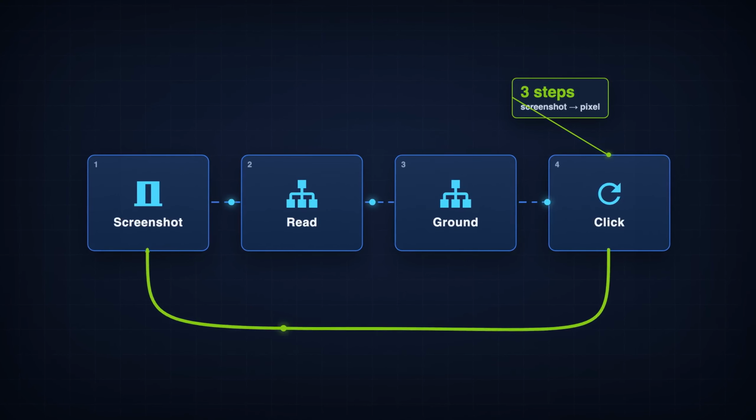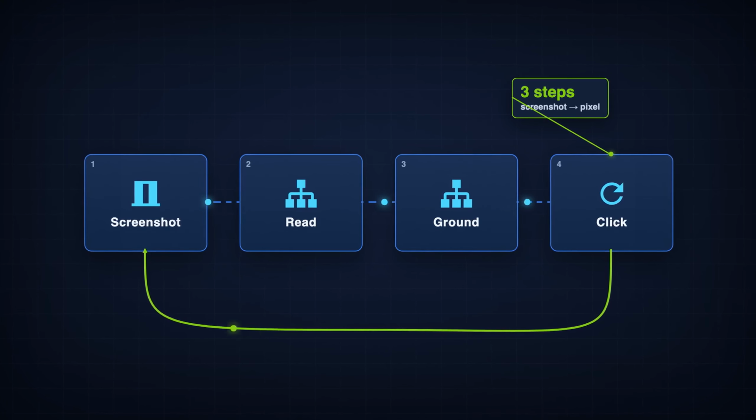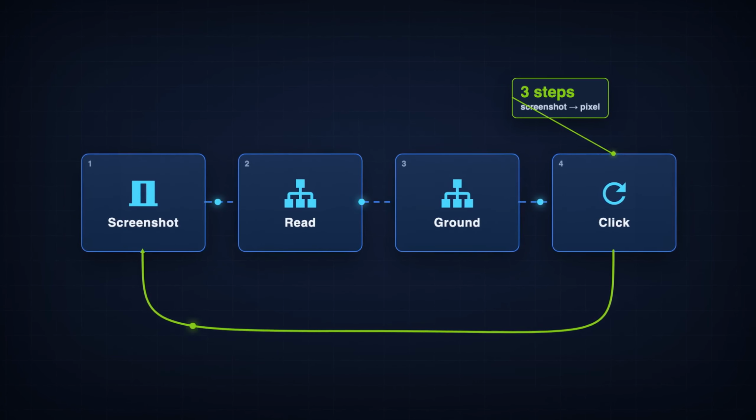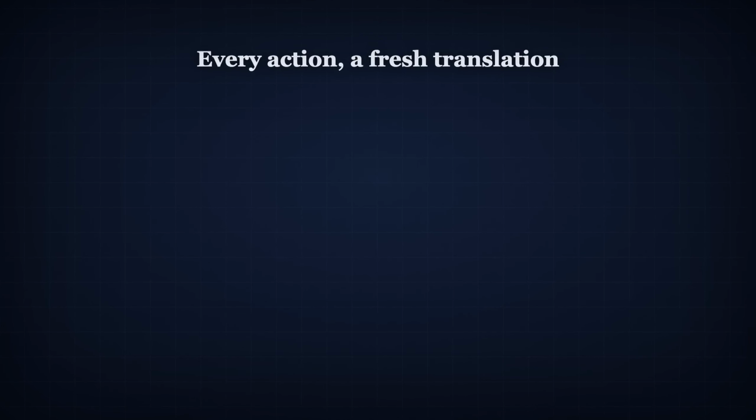And here's the insight that makes it click. The agent never actually knows the page. It doesn't hold a map in its head. Every single action is a brand new translation, from one photograph to one pixel, done from scratch. And that one fact explains both its magic and its failures at once.